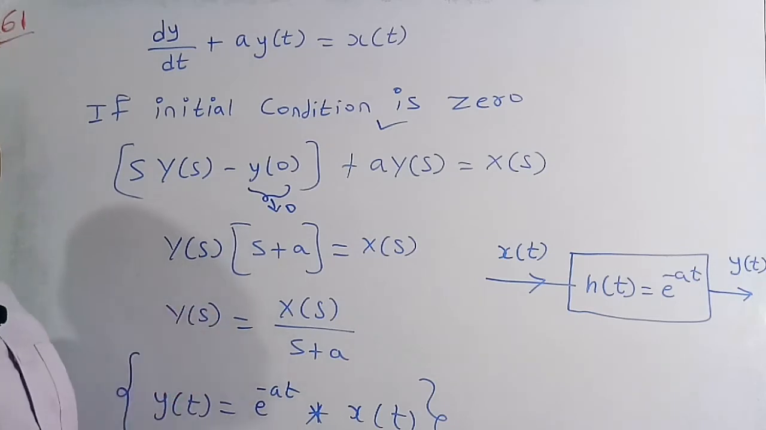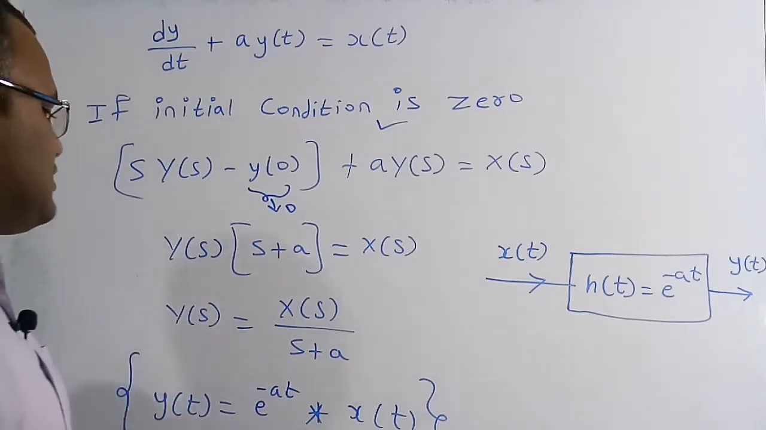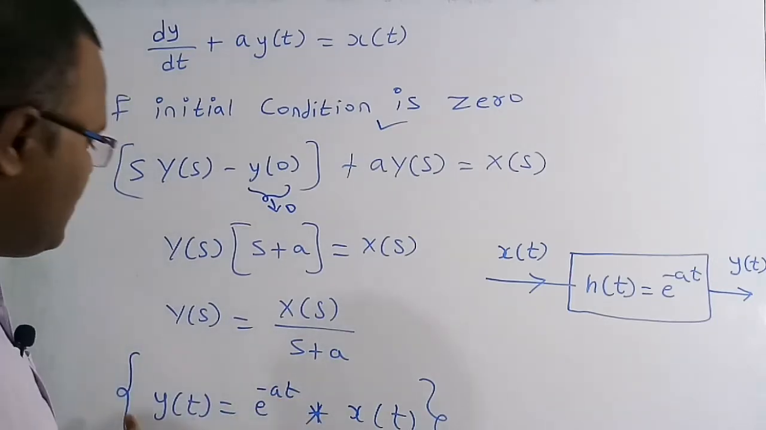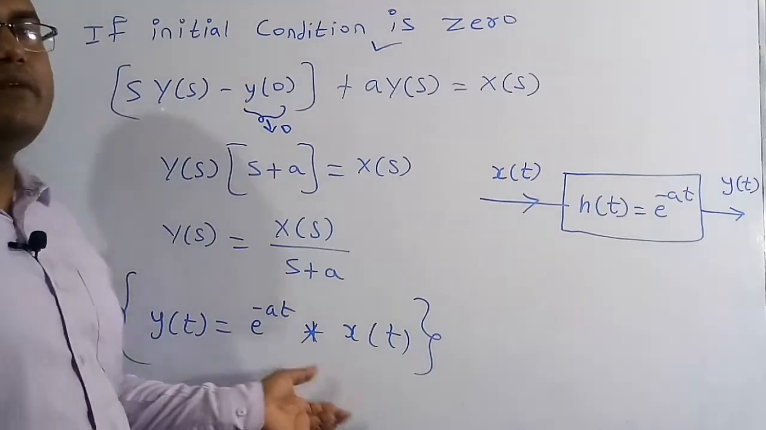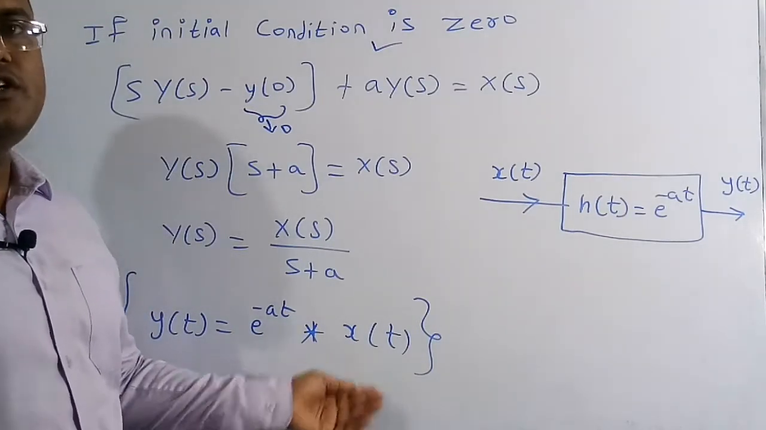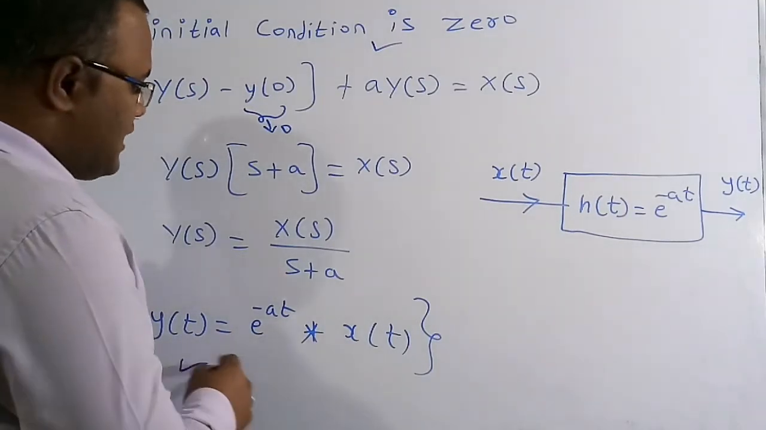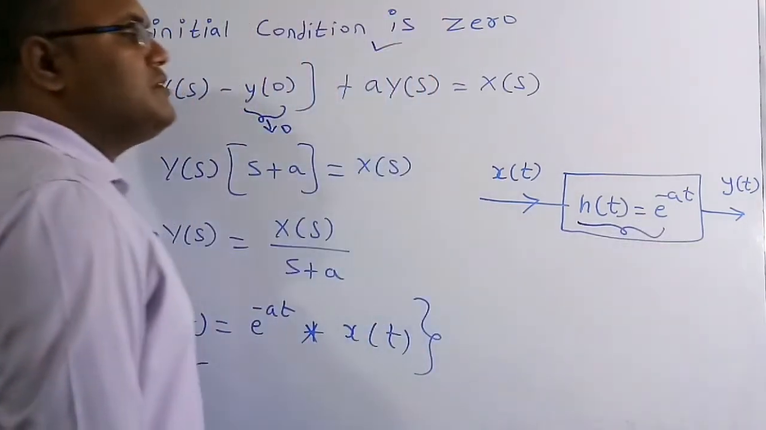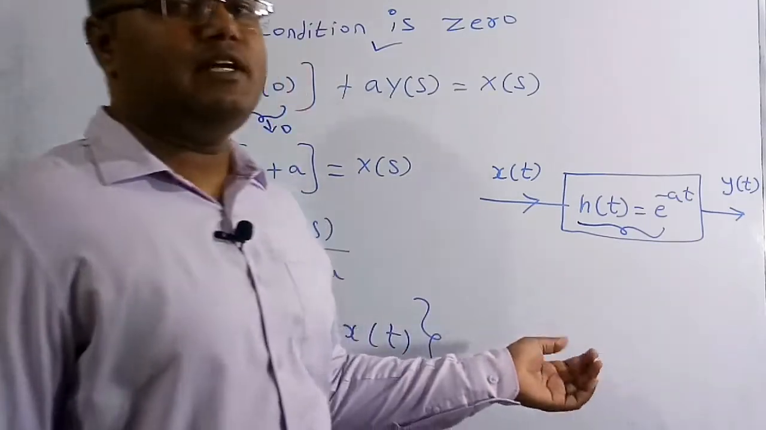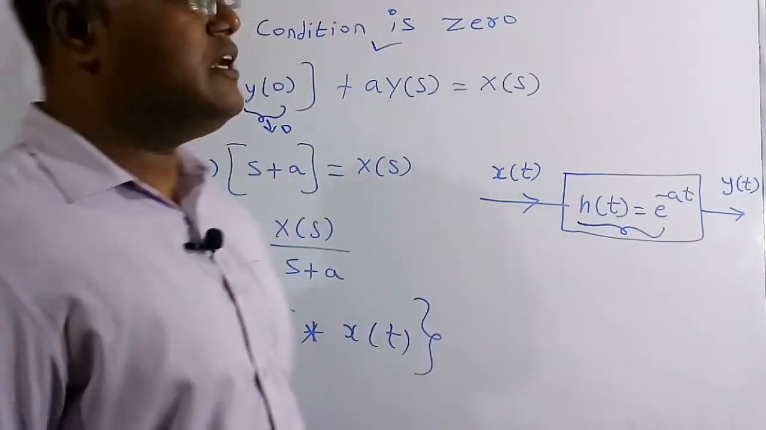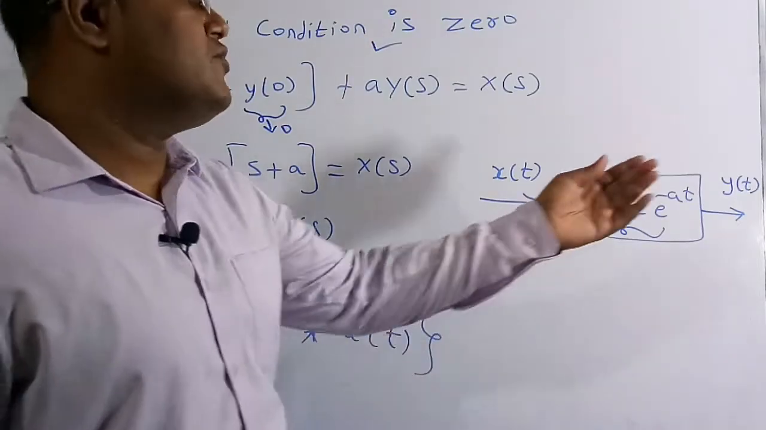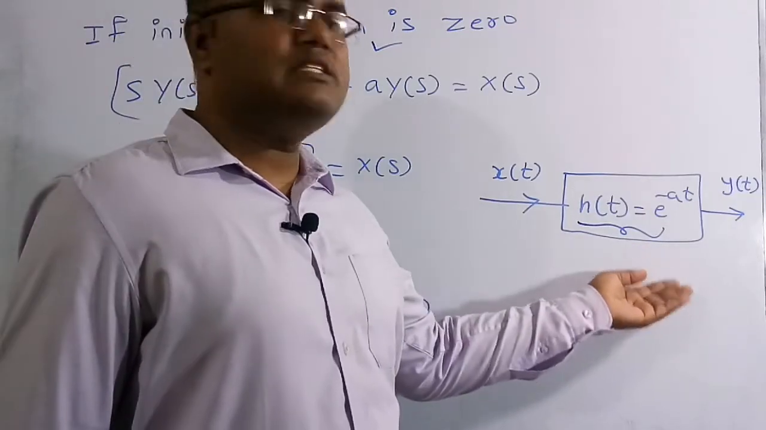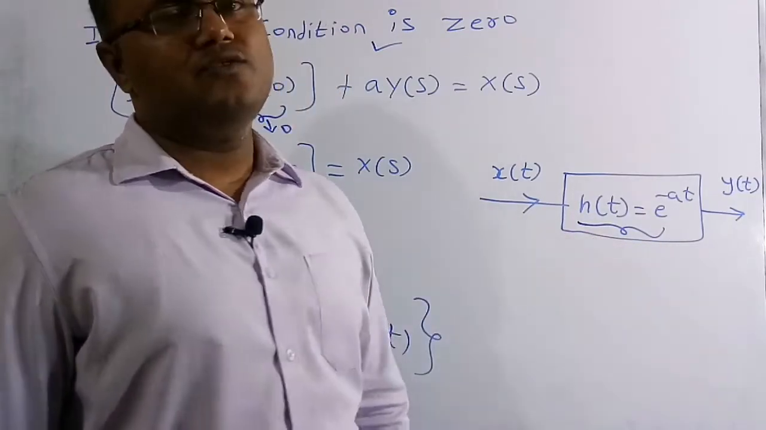If I take the inverse Laplace transform, then I get y of t is equal to e to the power of minus at convolution of x of t. So the output is a convolution of e to the power of minus at and x of t. Let me assume the impulse response is e to the power of minus at, the input is x of t and the output is y of t. So whenever the initial conditions are 0, the output is proportional to the input. This is the correct solution of this question.